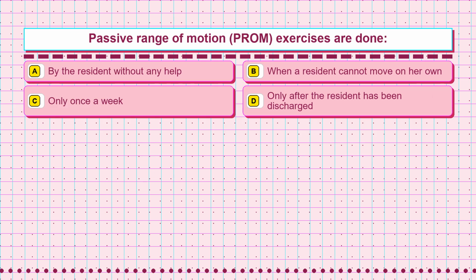Question 63. Passive range of motion, PROM, exercises are done. Option A, by the resident without any help. Option B, when a resident cannot move on her own. Option C, only once a week. Option D, only after the resident has been discharged.